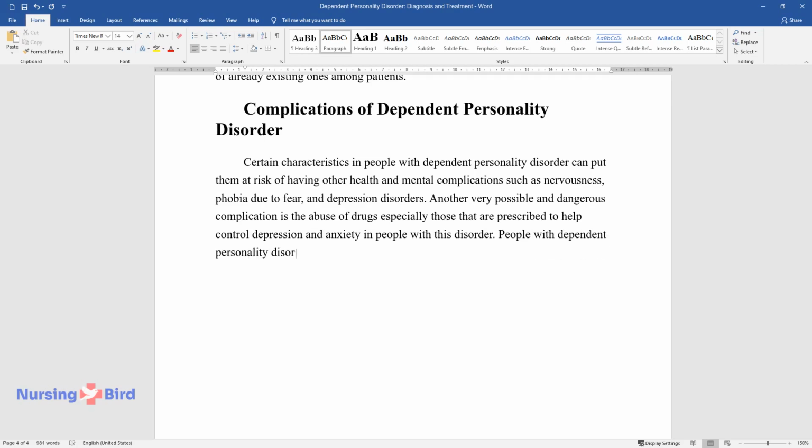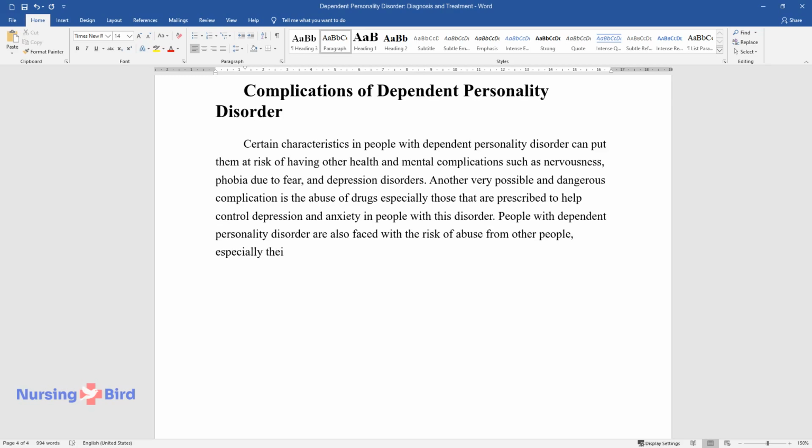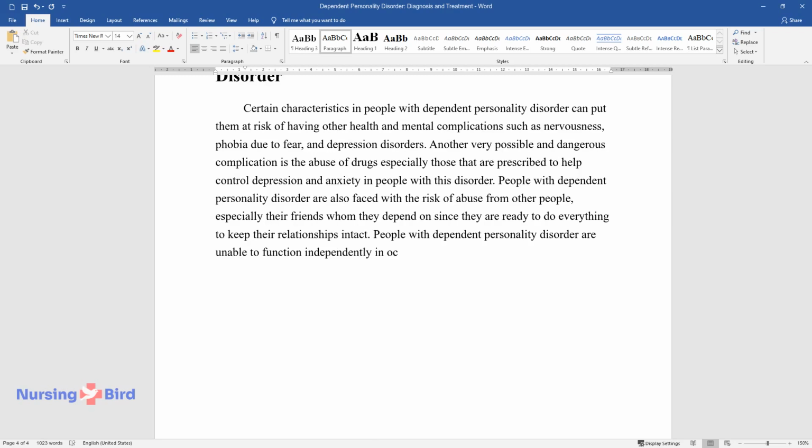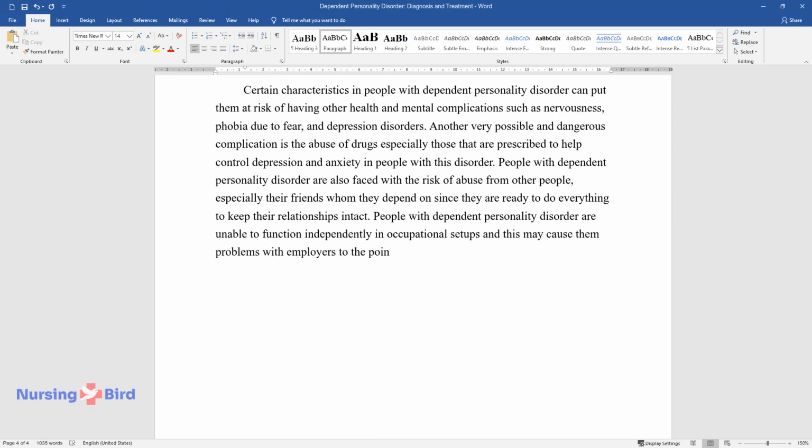People with dependent personality disorder are also faced with the risk of abuse from other people, especially their friends whom they depend on, since they are ready to do everything to keep their relationships intact. People with dependent personality disorder are unable to function independently in occupational setups, and this may cause them problems with employers to the point of getting fired.